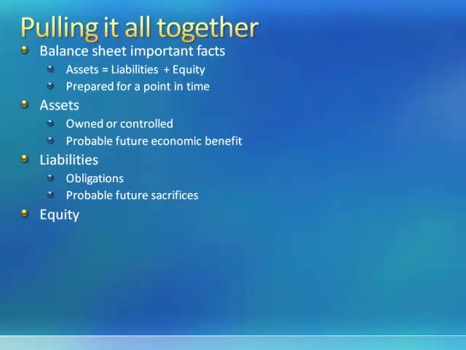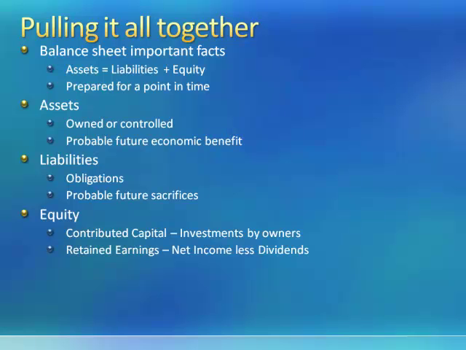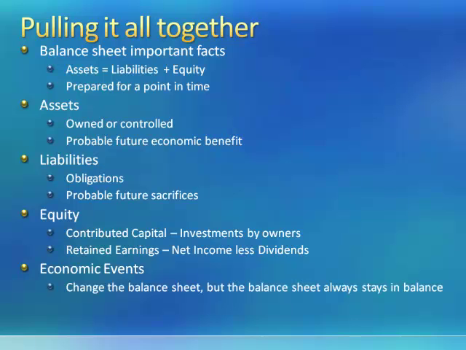Equity consists of two parts. The first part, contributed capital, which represents investments by owners, and retained earnings, which represents the net income less the dividends paid to the owners over the life of the business. Economic events change the balance sheet, but the balance sheet will always stay in balance.